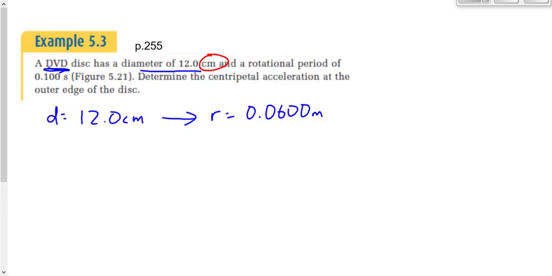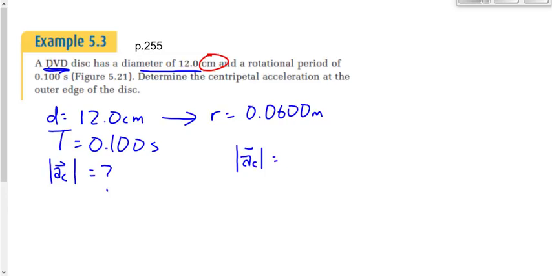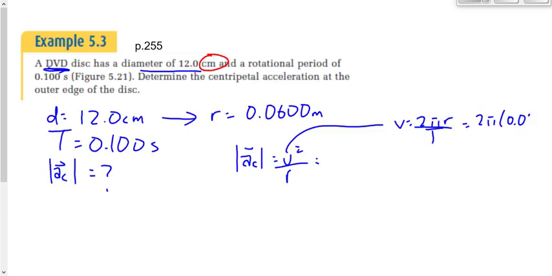We have a rotational period of 0.100 seconds. What variable is that? Big T, right? Not just any T, it's big T. And we want to find the centripetal acceleration. Centripetal acceleration is v squared over r. We don't know what v is, so we've got to find it. How do you find v? Somebody said it, 2 pi r over T. Good. 2 times pi times 0.0600 divided by the period of 0.100 seconds.